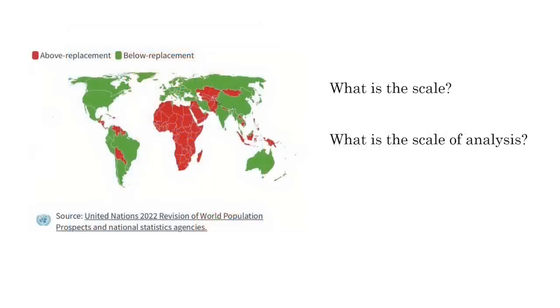All right, here's another one. We're looking at the world, so that's a global scale. Now, what is the scale of analysis? It varies between countries. Again, it's just at a global scale, so it's still national and country.